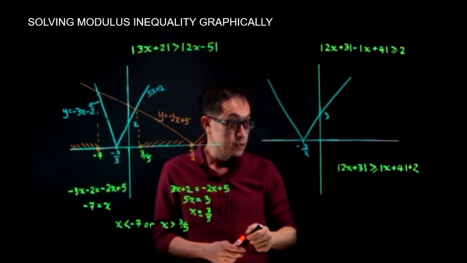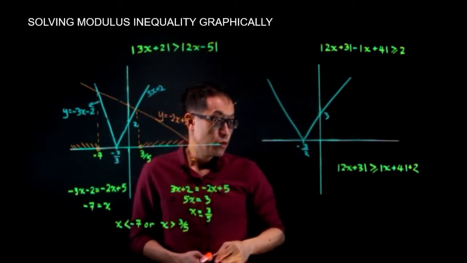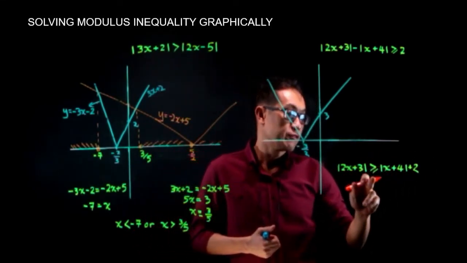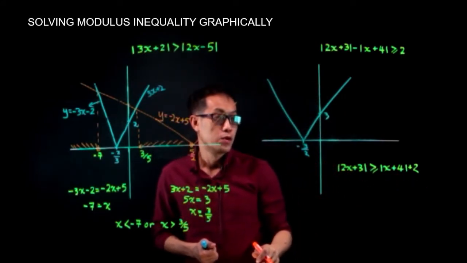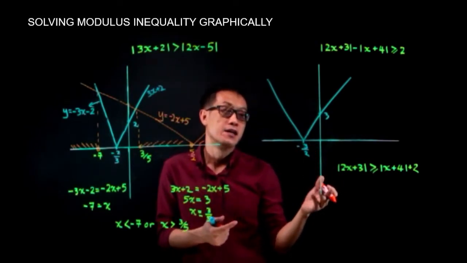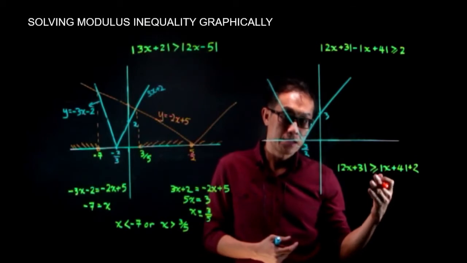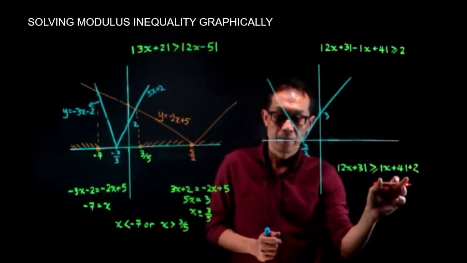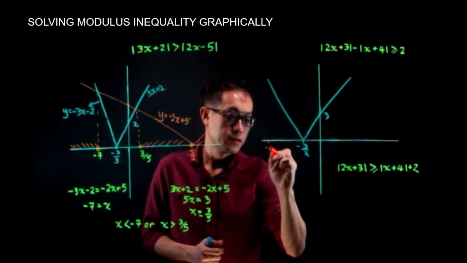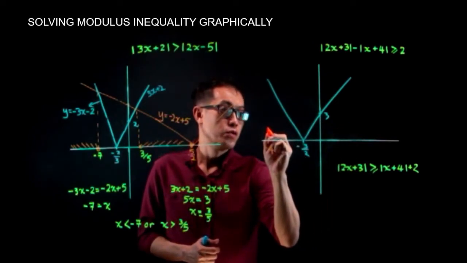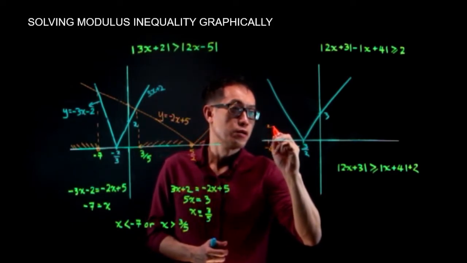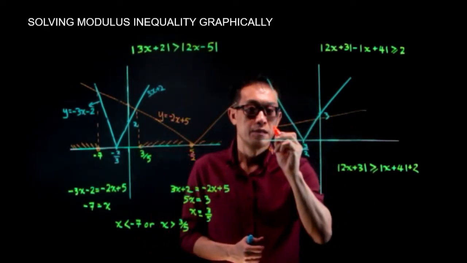Next, let's draw this. Now, the minimum point or the vertex of this graph is at minus 4, 2. How I get minus 4 is just like completing the square. I have covered that in the graphing of the modulus function. So minus 4 is here and 2. So it will be something like that. Okay.